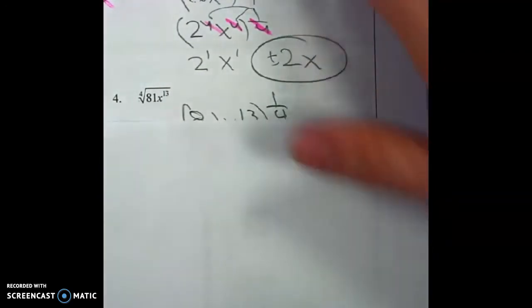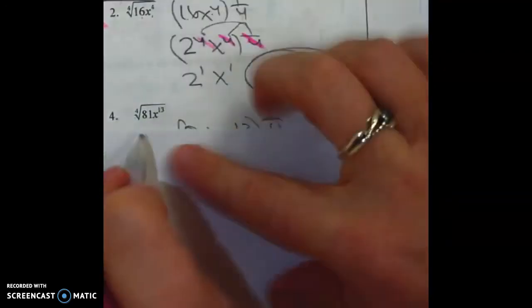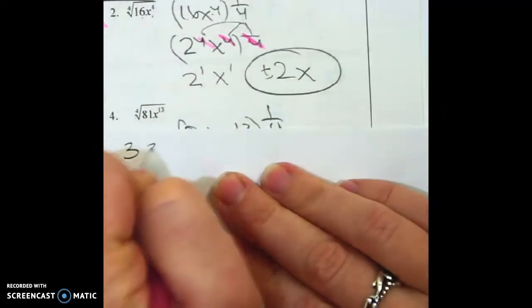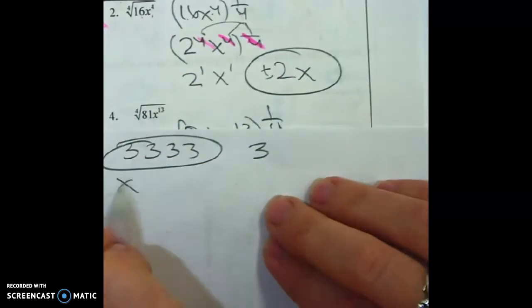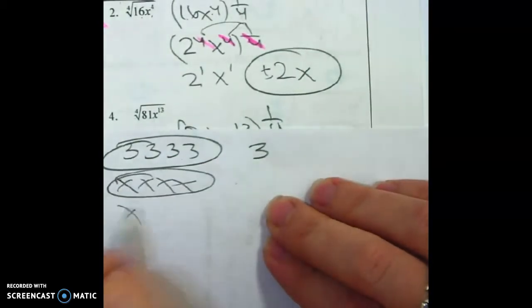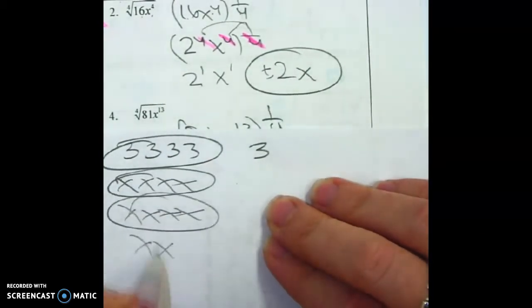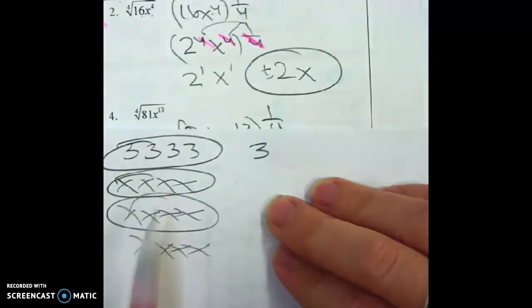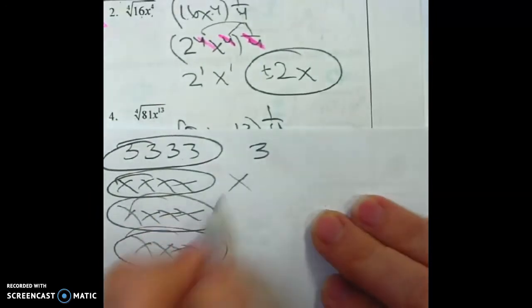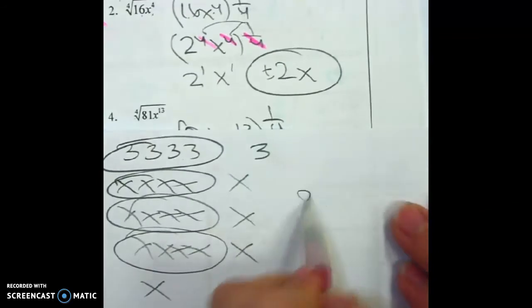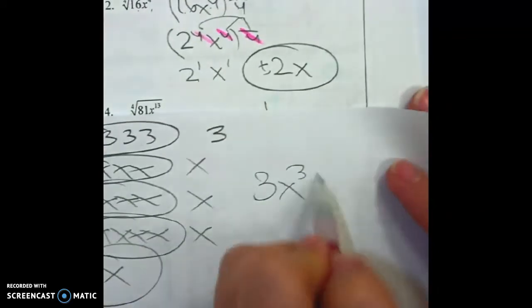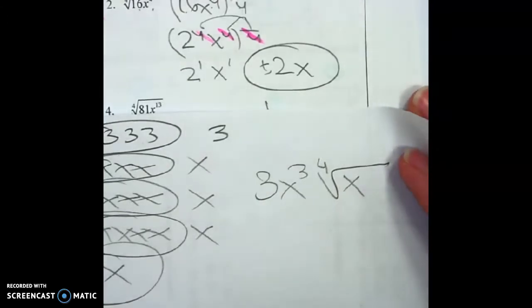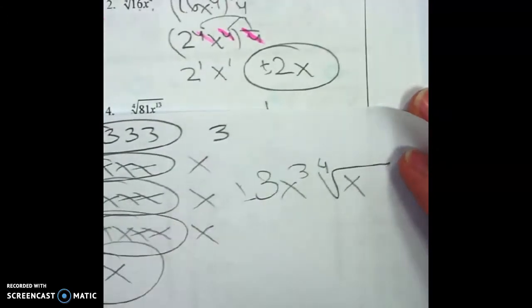If you were to do your piles, I think the piles are easier to visually see. I'm looking for piles of 4. 1, 2, 3, 4. There's a 3 from there. 1, 2, 3, 4, 5, 6, 7, 8, 9, 10, 11, 12, 13. So I get an x from here, an x from here, and an x from here. That's 3x cubed. And I had that x left over in the 4th root, or to the 1/4. Plus or minus. Okay?